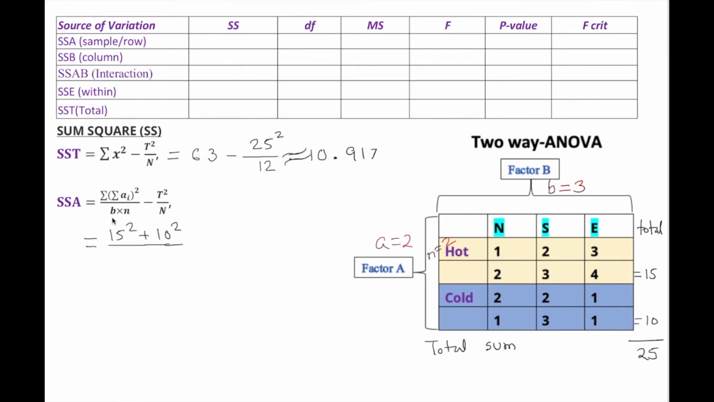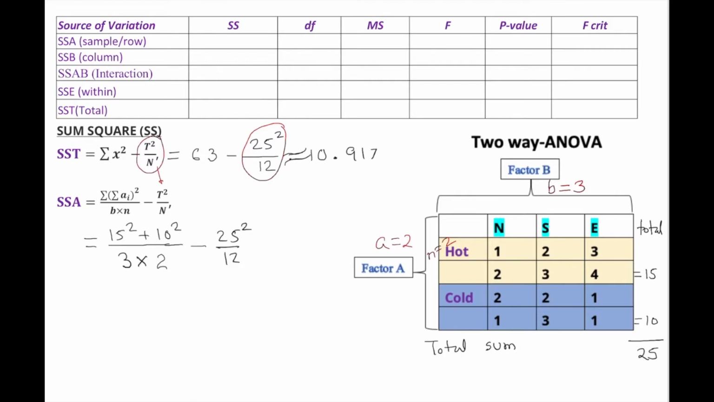So we are going to look into B. What is the B here? B in this case is 3. So we say 3 times, what is the N? N is 2. So 3 times 2. That's it. This is how we work it out. Then minus, we already have that here. I would like to reiterate here, we have it here. So all we can do is substitute. Sorry about that, my apology. We will substitute. So it's going to be 25 square over 12.